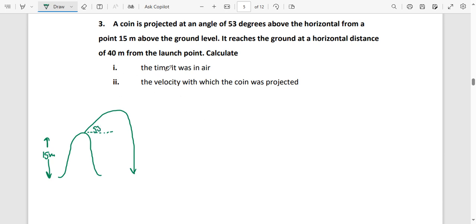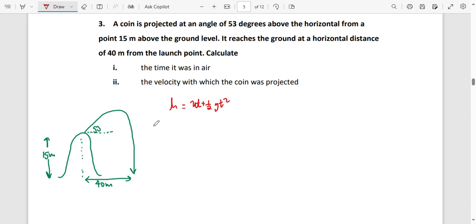Another thing we've been told is that the horizontal distance it had to cover from the point of the launch is 40. So we've been given the range, that is 40 meters. So what is the time it spent in the air? We know that the displacement is given by ut plus half gt squared. Again, you can use two formulas, but I'm not going to use both of them. I'll just use this simple one.